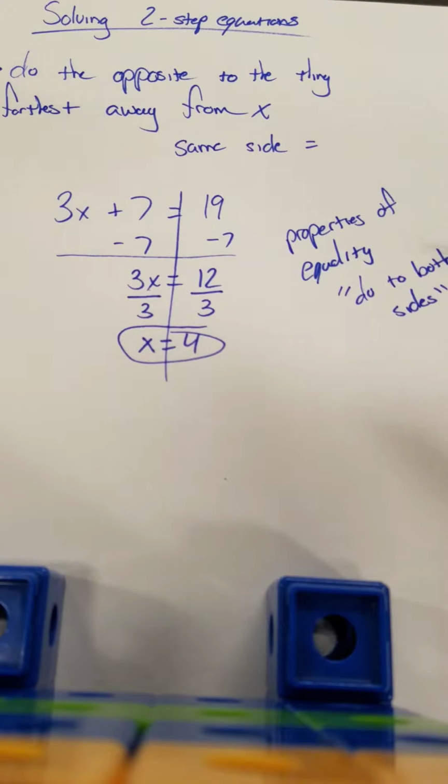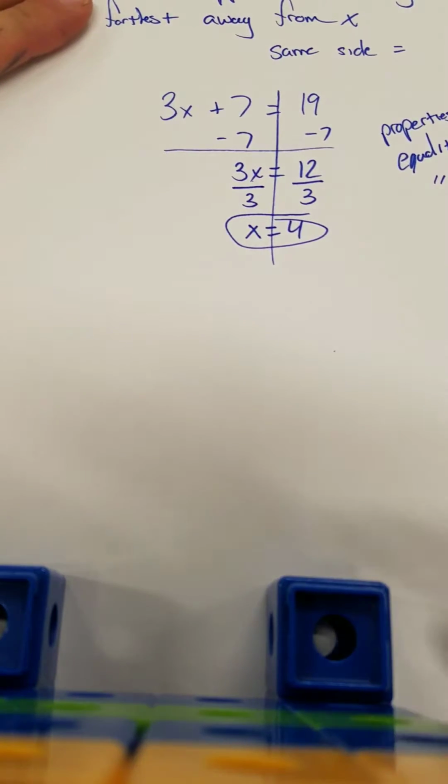So if we're subtracting, it's the subtraction property of equality. If we're adding, it's the addition property of equality. So on and so forth.